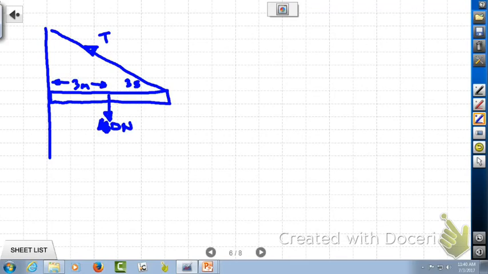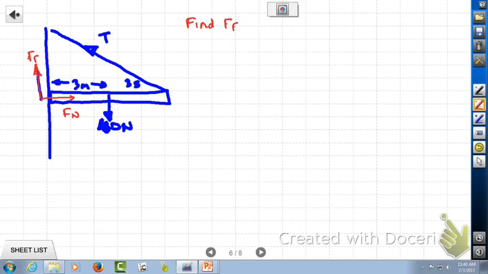And then, of course, I have to put my thinking cap on, and I have to recognize that I have a FF and I have a FN. Find FF. So I don't want tension this time. I want to find the frictional force.